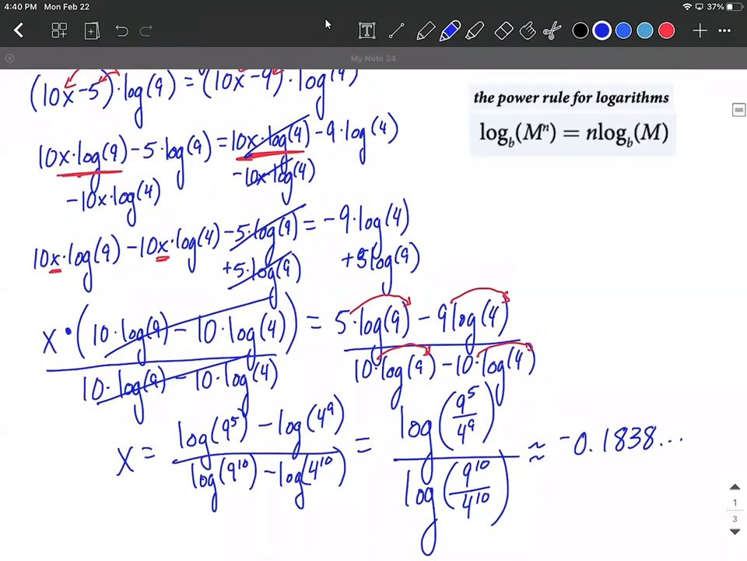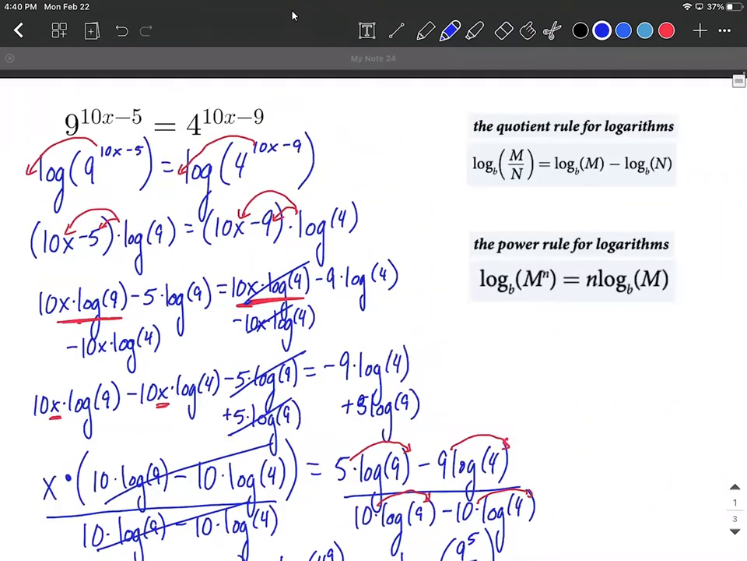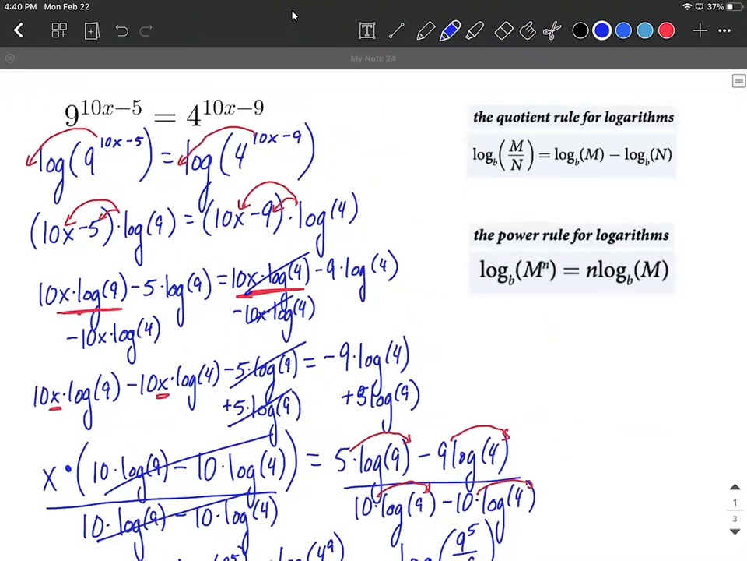All right, big problem, lots of steps involved, but hopefully this helps get you moving in the right direction and solving these exponential equations where you can't rewrite them so you have the same base on both sides, but instead you need to utilize logarithms and the rules that go along with logarithms.